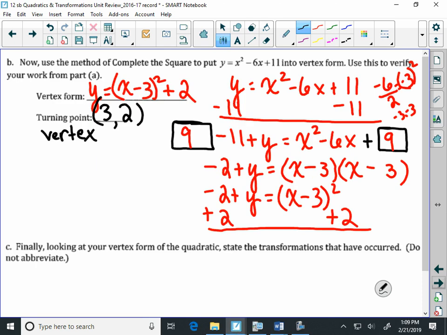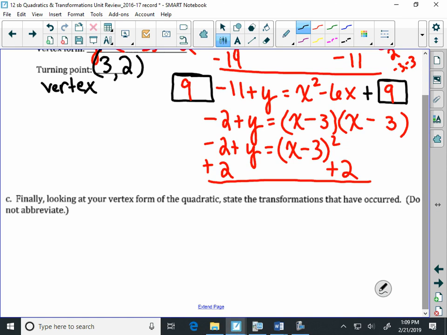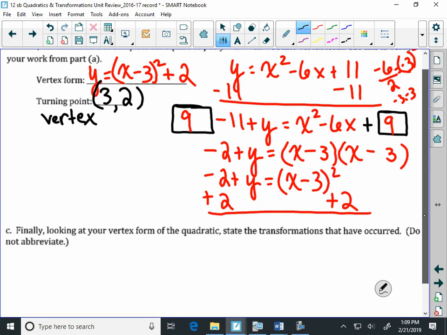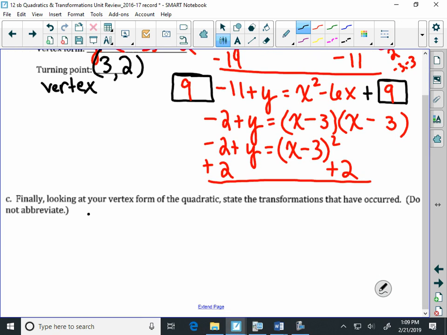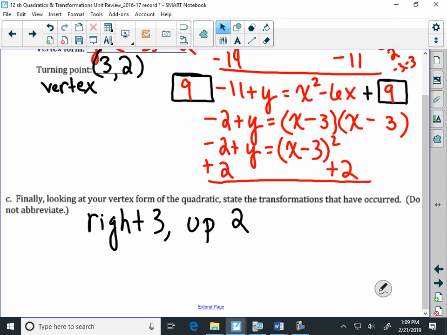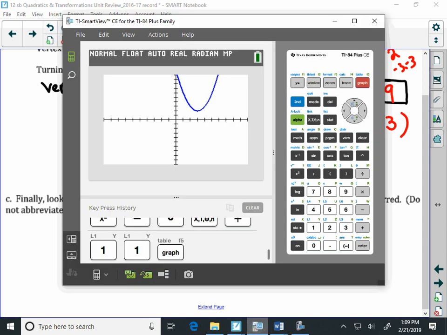And lastly on this particular question, it says, finally, looking at your vertex form of the quadratic, state the transformations that occurred. Do not abbreviate. Well, we went right 3. And we went up 2. Again, you might still have that picture in your calculator. You can look over here and see right 3 and up 2.